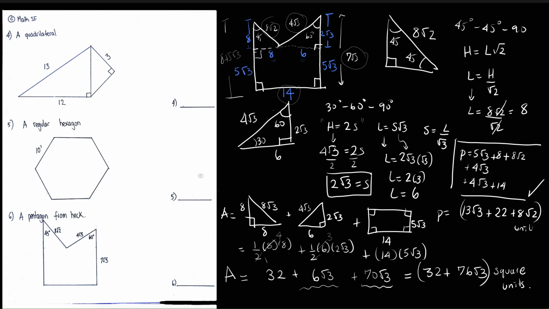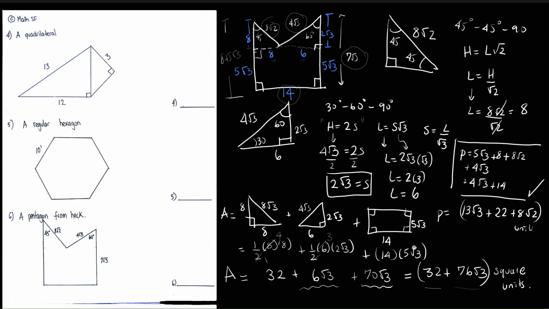Then to find the area, we split it into 3 pieces. One right triangle here, which is 8 by 8, and 8 root 2 as your hypotenuse. Recall that the area of a right triangle is 1/2 times the product of the legs, 8 times 8. Same technique here, 1/2, 6 times 2 root 3. And this rectangle is just base times height. You solve this algebraically. 2 goes into 8 four times, 4 times 8 is 32. Same technique here: 2 goes into 6 three times, times the 2 root 3 gives you 6 root 3. And 14 times 5 root 3 gives you 70 root 3. Combining like terms, you get 32 plus 76 root 3 square units.